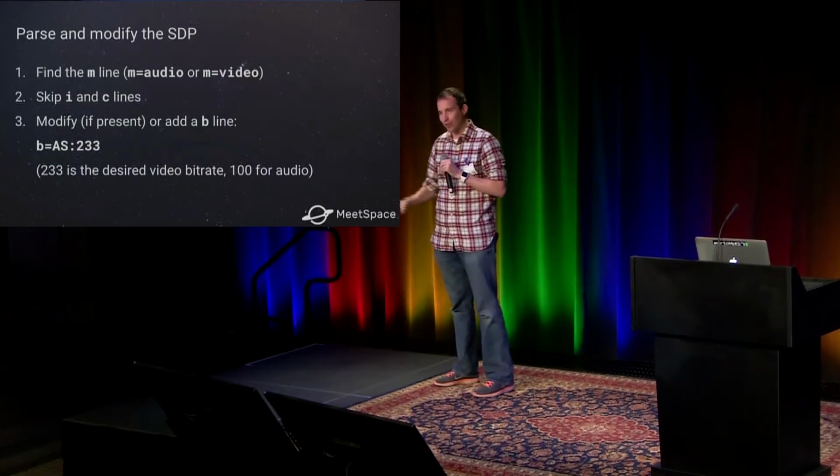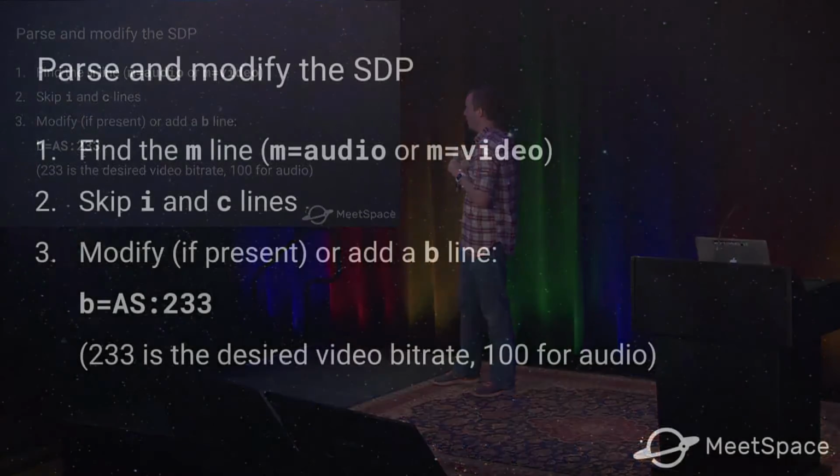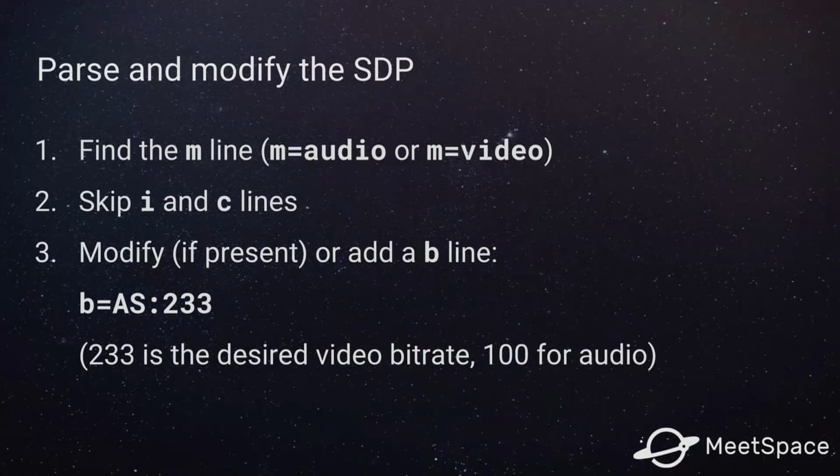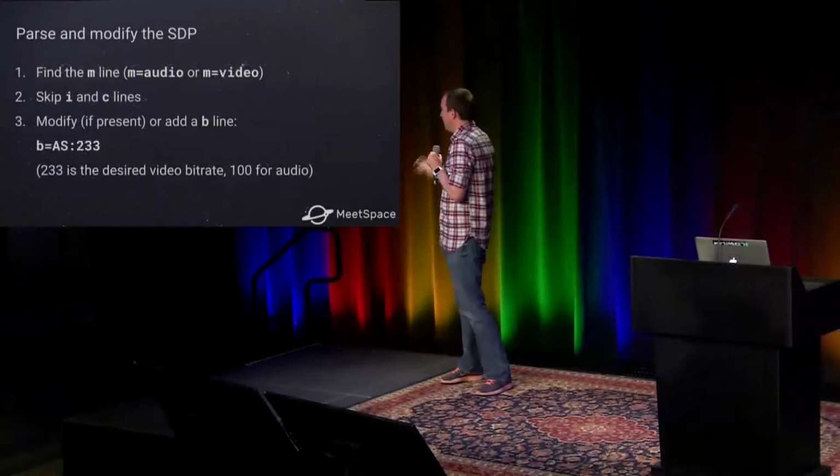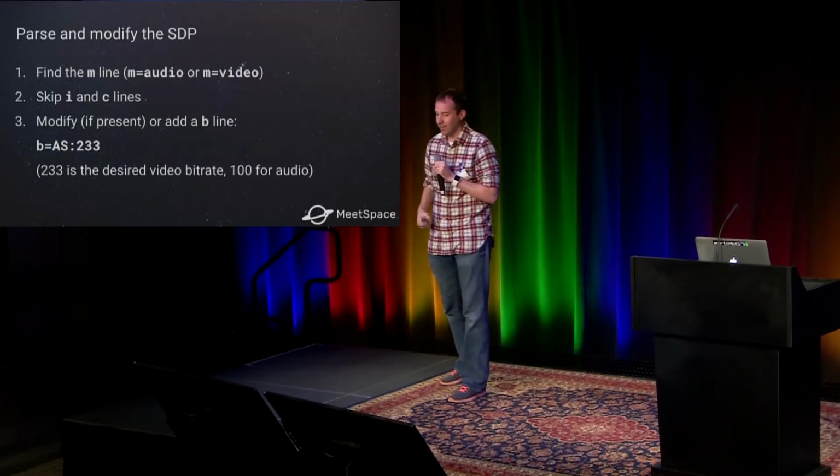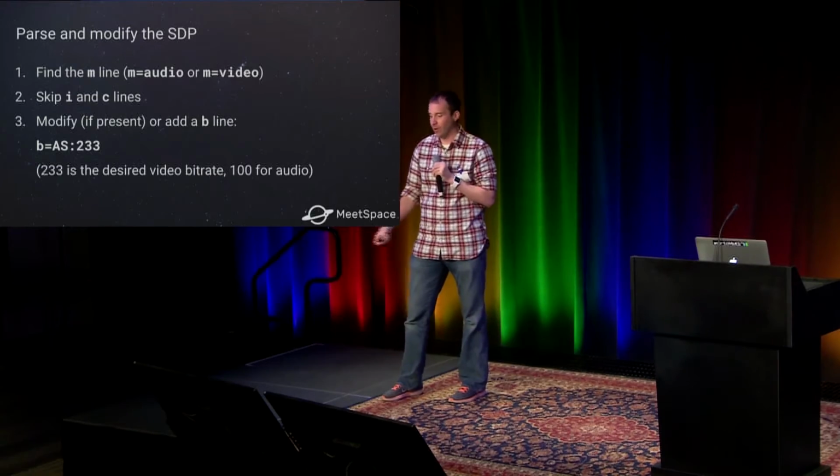So this set media bitrates function, in this case, there was too much code that actually does all of the parsing. If you're interested in how to parse and hack an SDP, I'm going to be writing a blog post about that soon. The short story is, based on how the SDP spec describes, you find the m line for the stream that you want to modify, whether that's an m=audio or m=video line. You skip all of the i and c lines because those come before the b line. And then you modify or add a b line that says AS:233. In our case, that'll be 233 for our video bitrate or 100 for the audio.